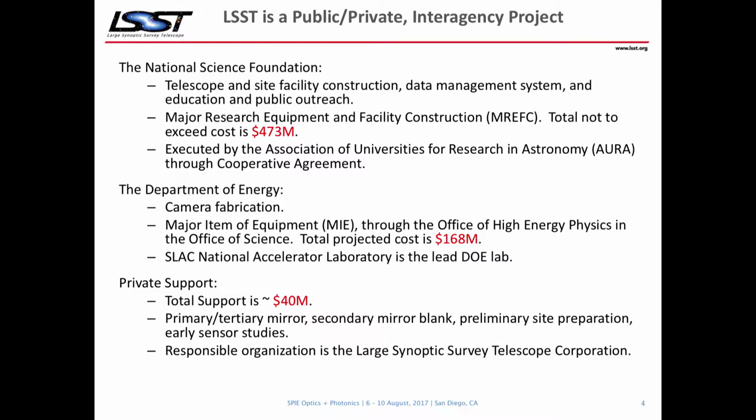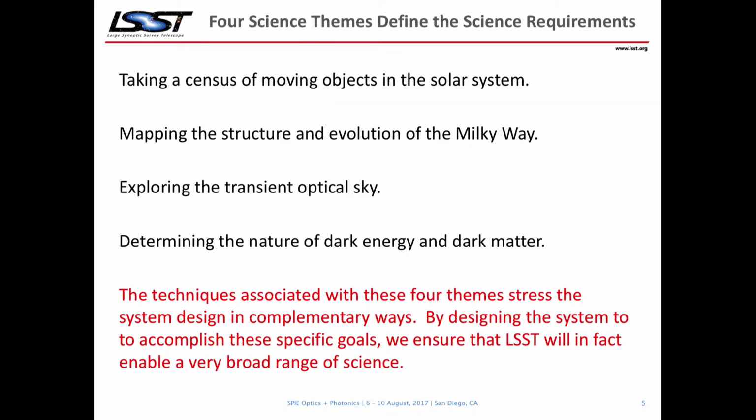And then we could not have gotten this federal money if we hadn't also collected a fair amount of private money. In particular, we solicited about $40 million. And this was crucial because it enabled us to start the long lead procurements, which got this project off the ground. If you have to wait for federal approval, then you can't fabricate anything until you have all the money, and it's hard to make progress, particularly on long lead items. So the private money enabled the fabrication of the primary/tertiary mirror, which I'll show you, acquisition of the secondary mirror blank, some of the site preparation, and some of the early sensor studies. And the responsible organization for that was another nonprofit, the Large Synoptic Survey Telescope Corporation.